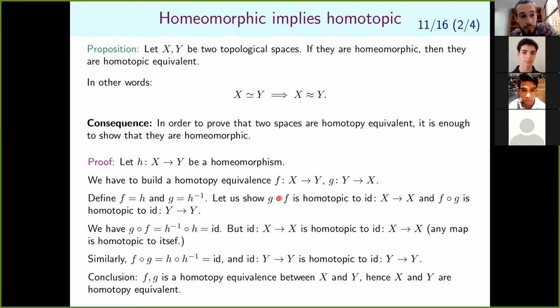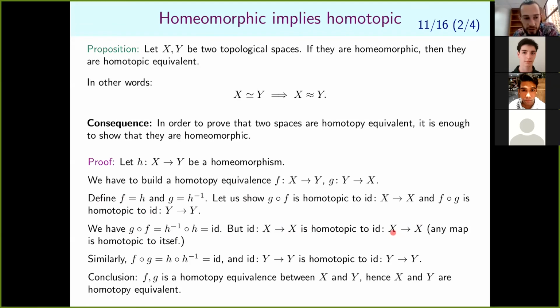And this is so simple because I will choose as a homotopy equivalence a map F equal to H and the map G equal to H inverse. Since H is a homeomorphism, F and G are continuous. Okay? But now, the composition GF, this is H inverse H, this is the identity on X. And the identity is homotopic to itself. Any map is homotopic to itself.